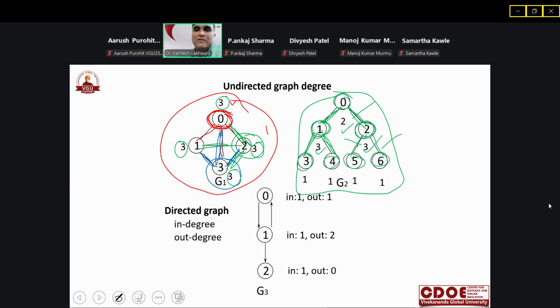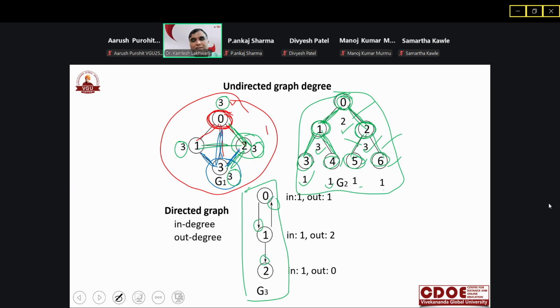Degree of node 2 is 3. Degree of node 6 is 1. Degree of node 5 is 1. Degree of node 4 is 1. Degree of node 3 is 1. Degree of 0 is 2. I hope it is very clear in your mind how to calculate the degree of a graph. Now, in the case of a directed graph, here you can see the graph G3 is a directed graph because there is a direction on the edges.